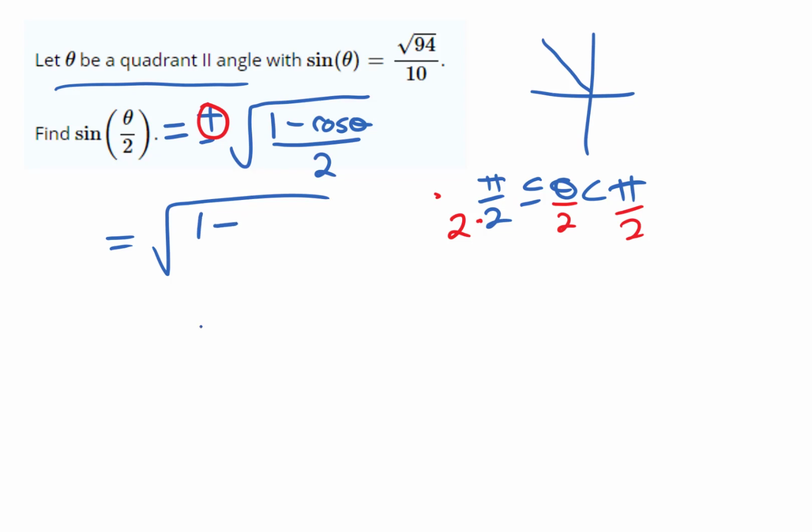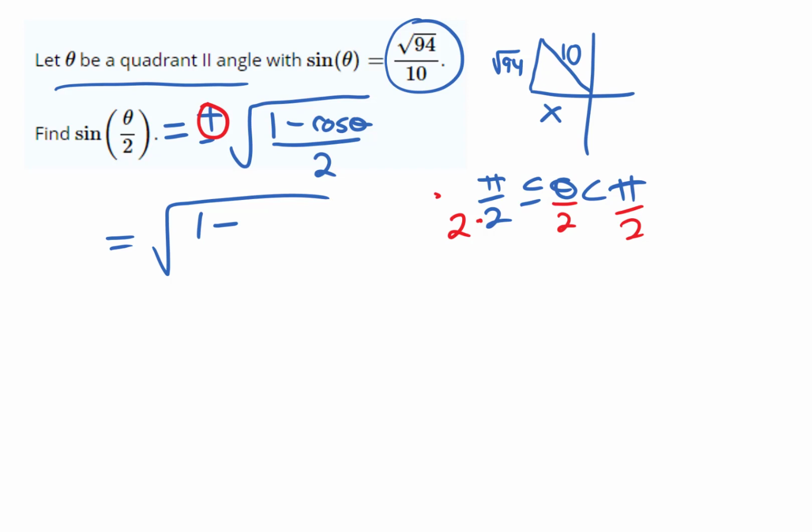All right, now that I know the sign, I still need to figure out cosine theta. So what I'm going to do is make a triangle in quadrant 2, since it said it was in quadrant 2, and I'm going to label it such that opposite over hypotenuse, which is sine, gives me the square root of 94 over 10. So opposite square root 94, hypotenuse 10. Now with that, I could figure out this side right here, and then I can use that to find cosine theta, which is exactly what I need to answer this.